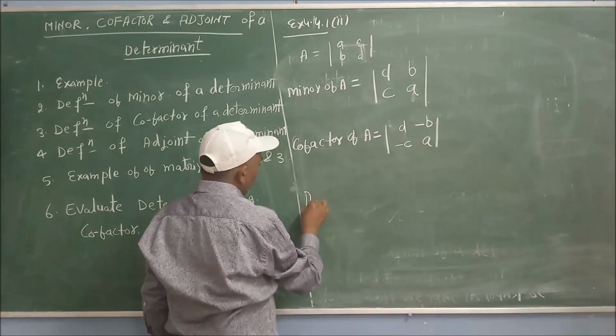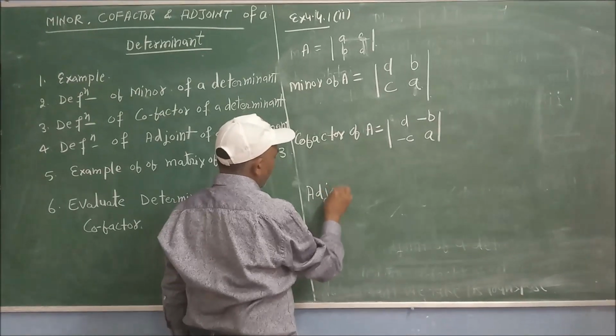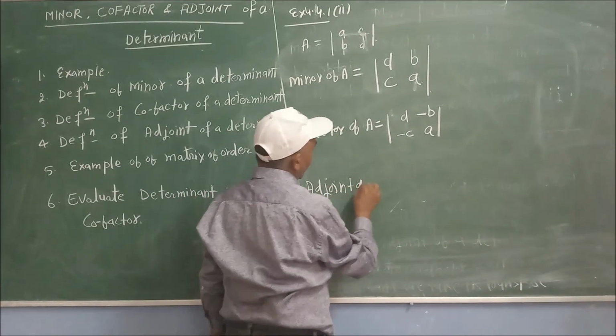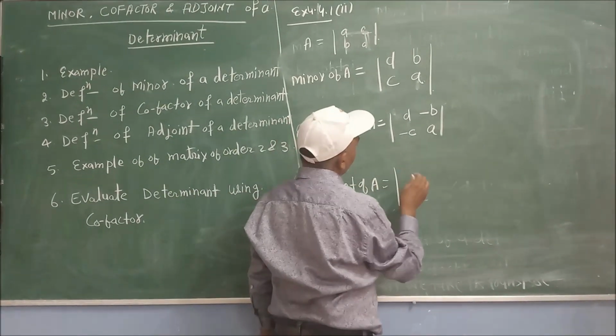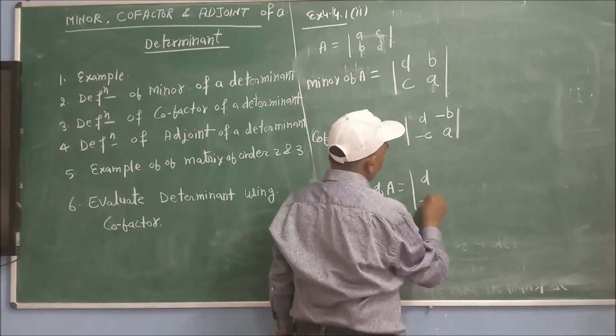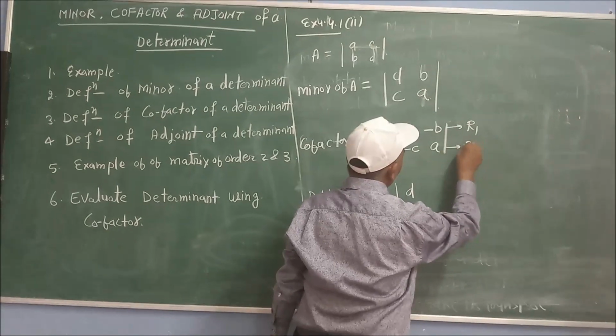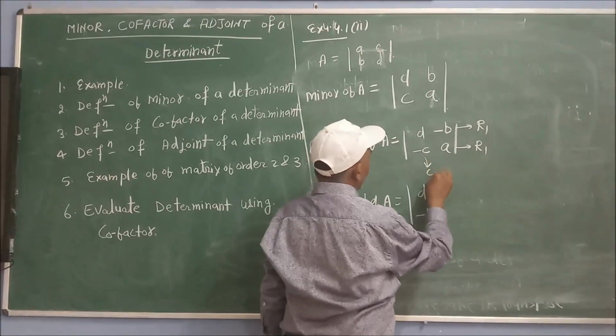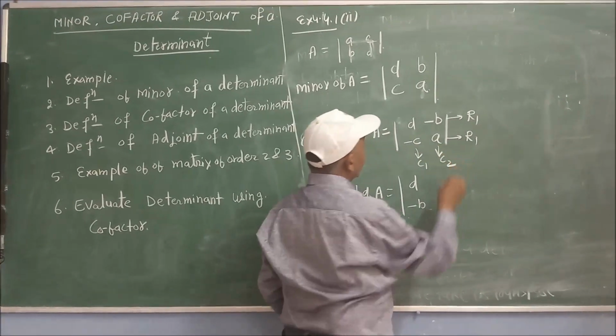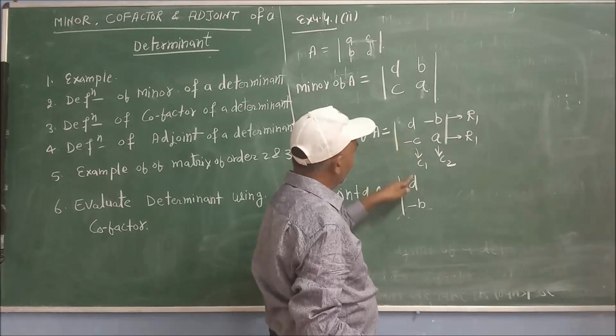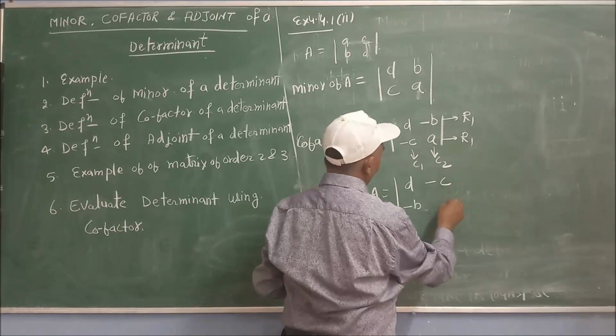And after that, adjoint of A. Adjoint of A can be written as D, minus B. Why? Because this is your R1, here is your R2, this is your C1, and here is your C2. Then change R1 by C1. So D, minus B, minus C and A.